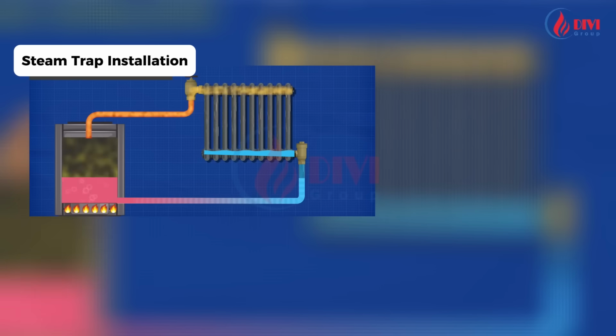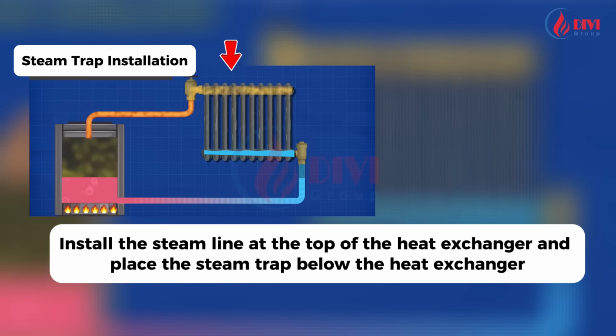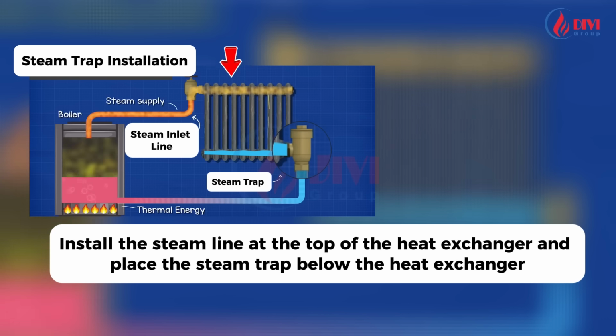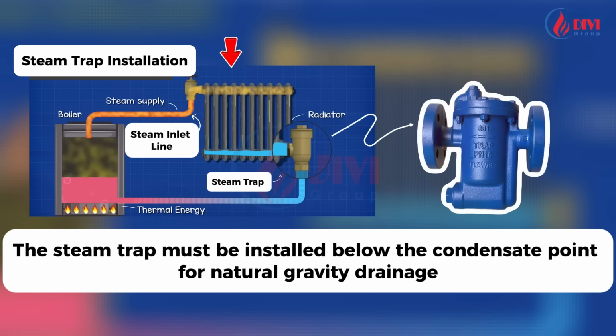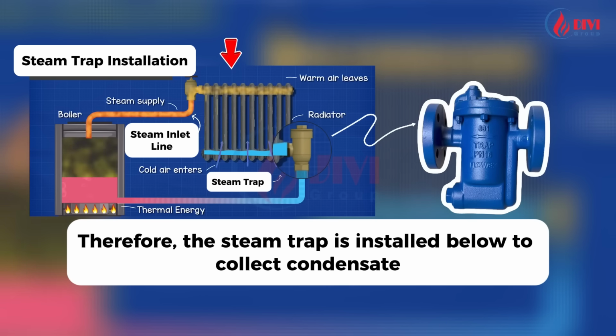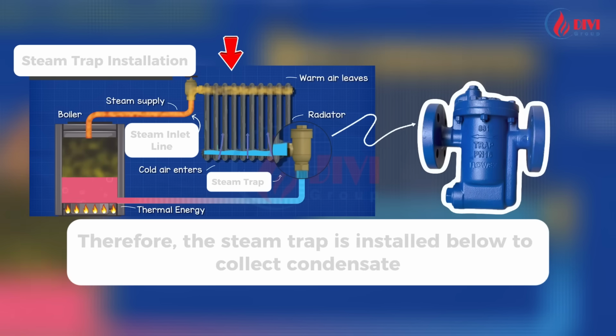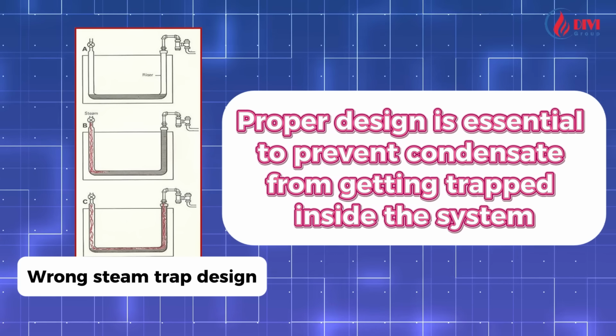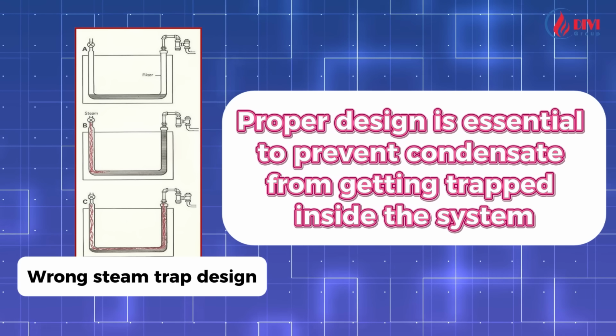When installing, make sure that the steam inlet line is positioned above the heat exchanger and the steam trap is installed below the unit. This is because steam condenses into water, which naturally flows downward by gravity. Therefore, placing the trap at the lowest point ensures proper condensate collection. However, some special equipment may not follow this rule. In such cases, the system must be properly designed to prevent condensate from being trapped inside.